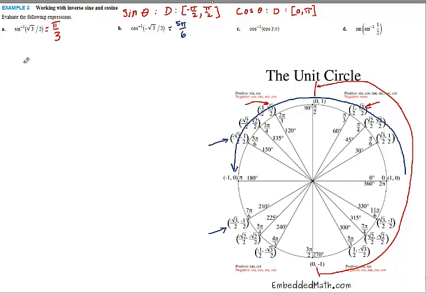Our C question is a little bit tricky, so let's look at it closely.